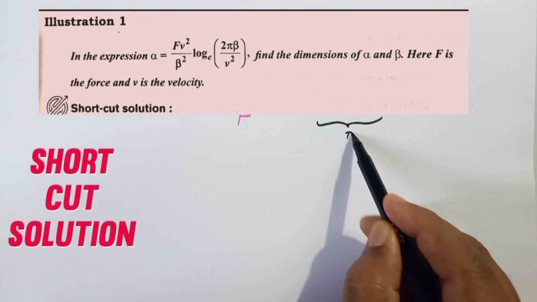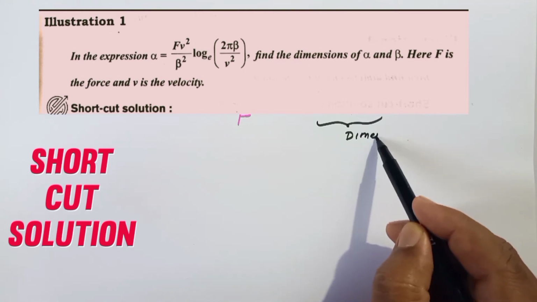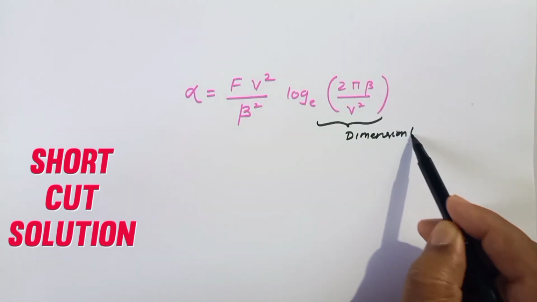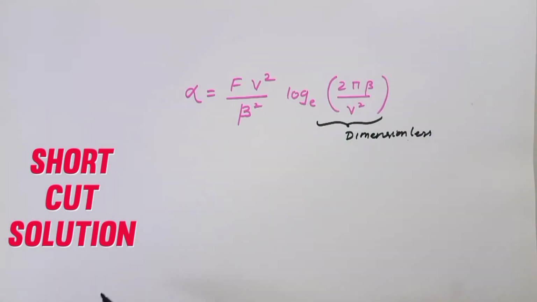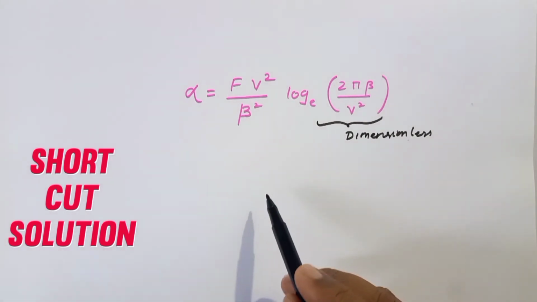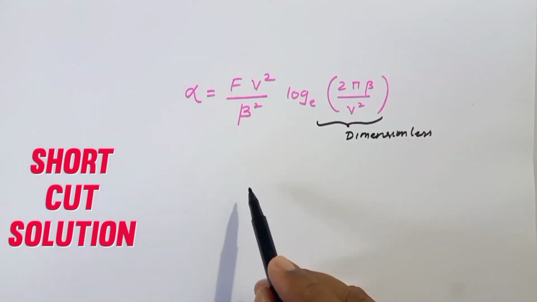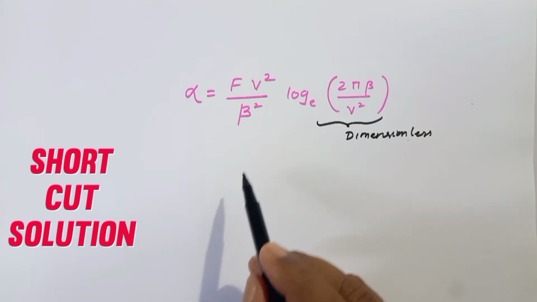Today we will discuss an amazing shortcut here in the first chapter, that is units and dimensions. So this is the problem in which we have to find out alpha and beta. How are we going to find out alpha and beta here?